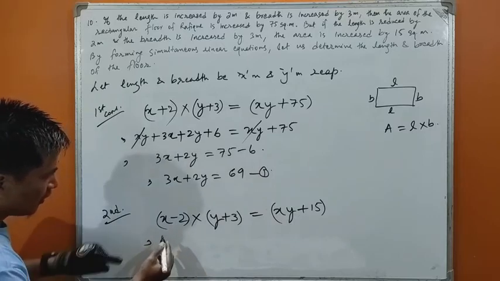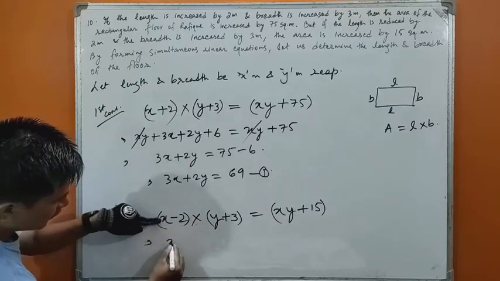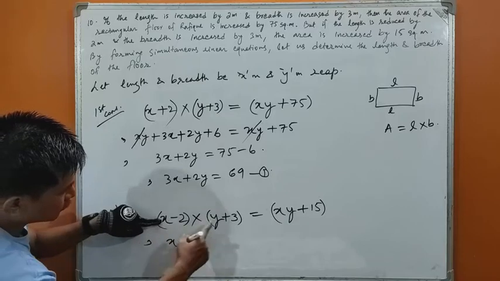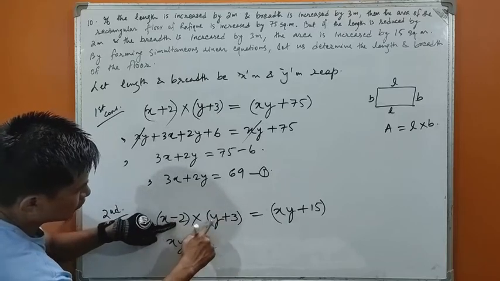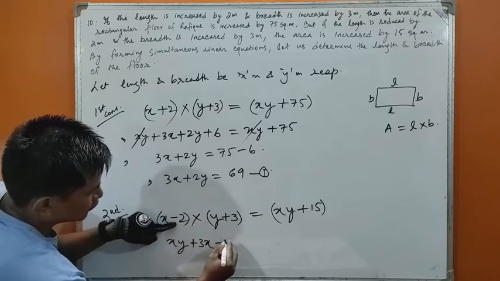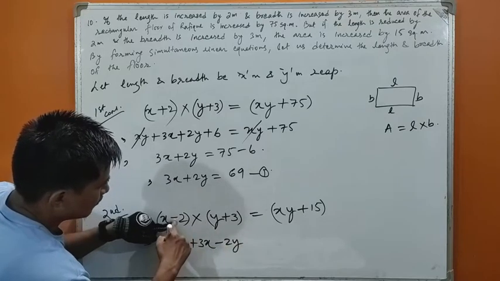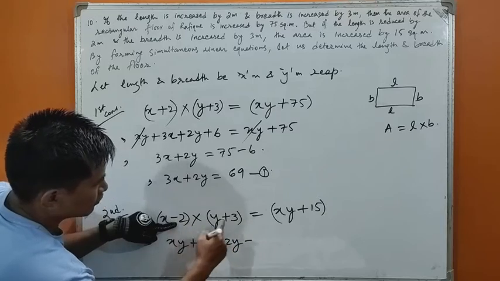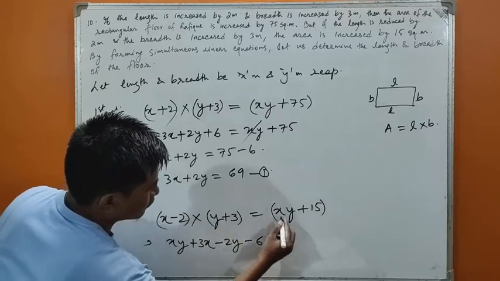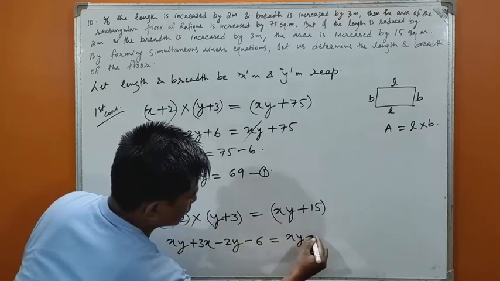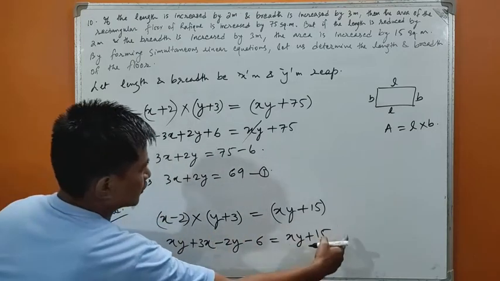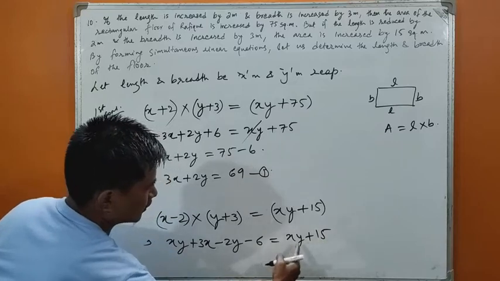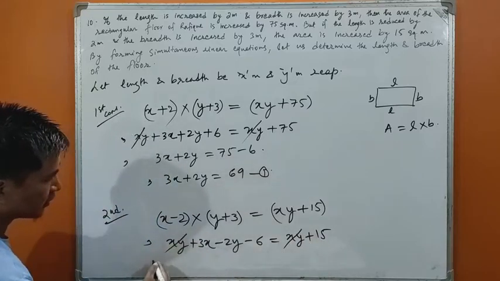x into y is xy. So x into 3 is plus 3x. Minus into plus is minus, 2 into y is 2y. Minus into plus is minus, 2 3s are 6, equals to xy plus 15, isn't it? So we have this plus xy. If you take to the right hand side, it becomes minus xy, and this plus xy cancels. So let us cancel here.